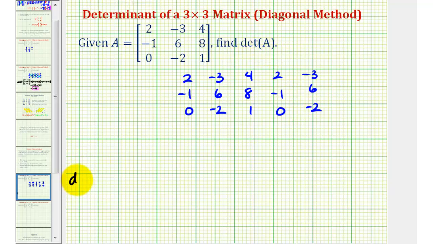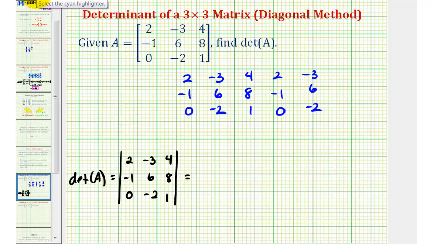So we can use this notation here as stated in the original question, or we can use vertical bars like this to show the determinant of matrix A. Using the diagonal method, this determinant is going to be equal to the sum of the product of the diagonals from the upper left to the lower right, or these three diagonals, minus the sum of the product of the diagonals from the upper right to the lower left, which should be these three diagonals.